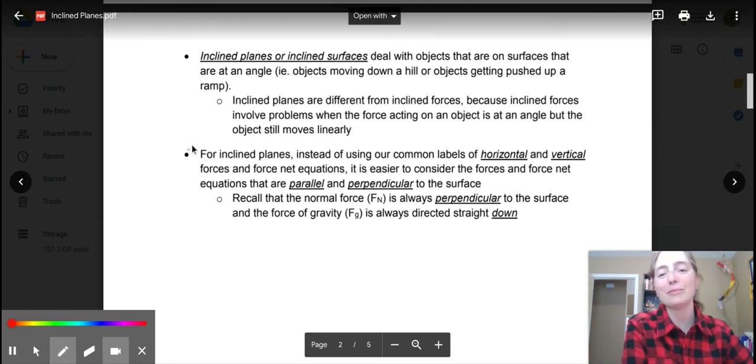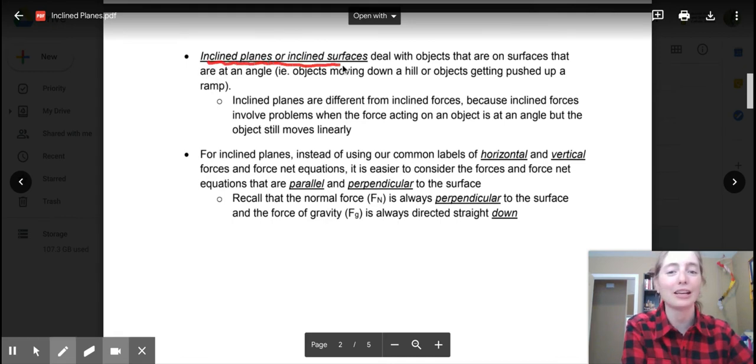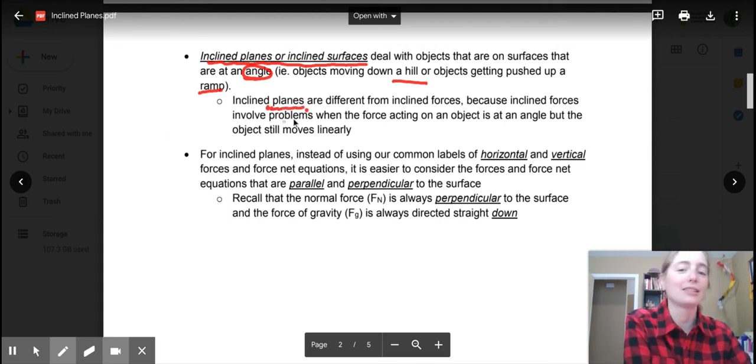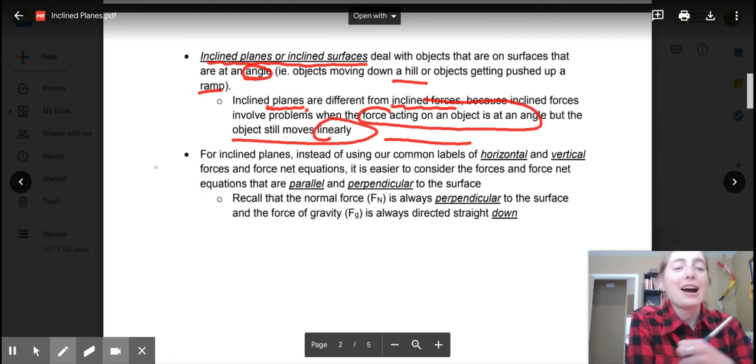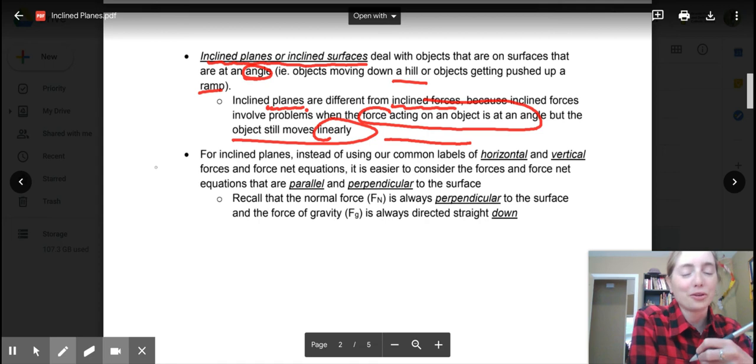Okay, so ladies and gentlemen, an inclined plane or an inclined surface is when your surface is going to be at an angle, so a hill or a ramp, something along those lines. Now, inclined planes are different from inclined forces because with an inclined force, the force itself is at an angle, but the object is still moving linearly. So that means the surface is going to be flat. And what is going to be changing is your normal force, or the force of friction, if you're pulling upwards or downwards on that object as you're moving it.